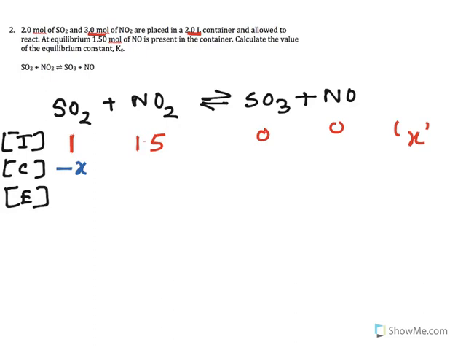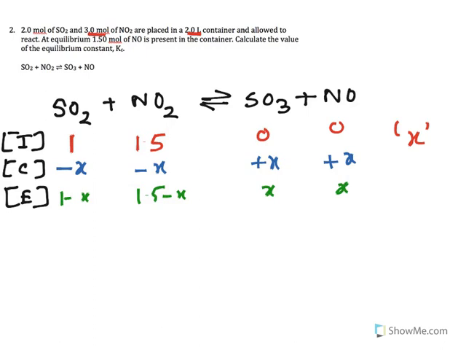So for NO2, we'll have the same thing. We're going to have negative x. For SO3, we're going to have positive x. And for NO, we're again going to have positive x because they are our products. Next, we move on to the equilibrium concentration. So we know that equilibrium concentration is equal to the initial concentration plus the change in concentration. So we're going to have 1 minus x for SO2. For NO2, we're going to have 1.5 minus x. For SO3, we're going to have x. And for NO, or nitrogen monoxide, we're going to have x again.